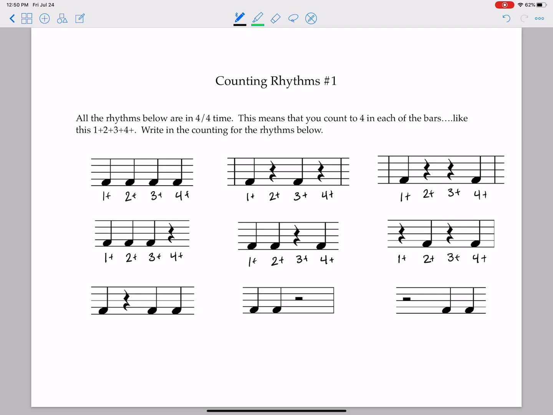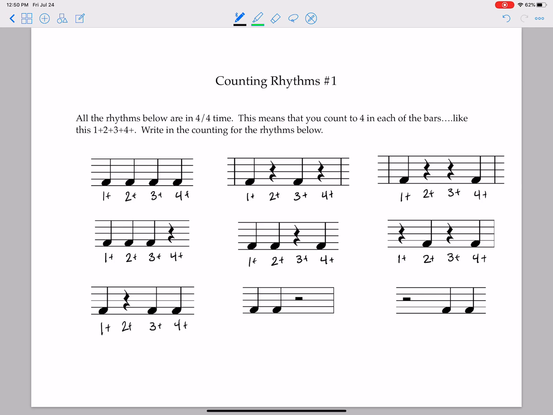On to our third line. Our first quarter note here gets 1 and, we have a quarter rest, that's 2 and, quarter note, 3 and, quarter note, 4 and. Our next one has a half rest.